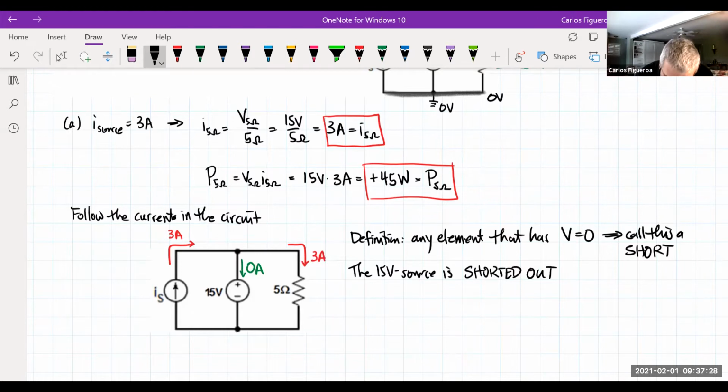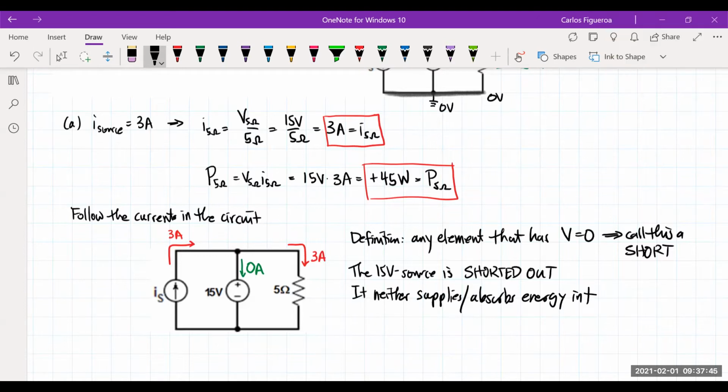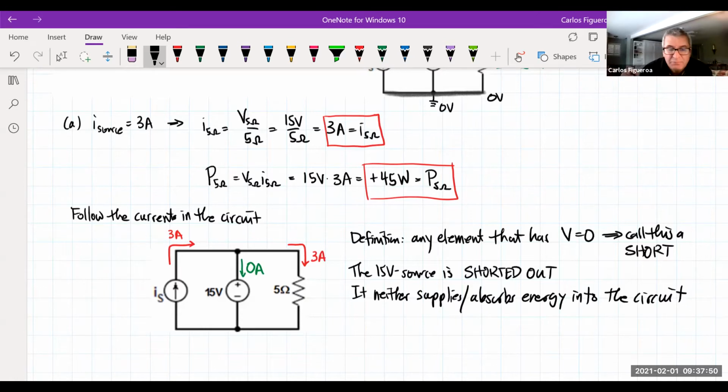And what that means here is that it neither supplies nor absorbs energy in the circuit. Hold on a second real quick. It neither supplies nor absorbs any energy of the circuit. So its goal is to keep the 5 ohm resistor at 15 volts.